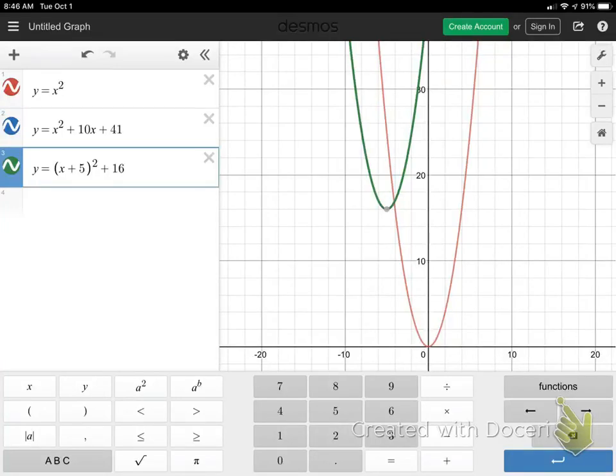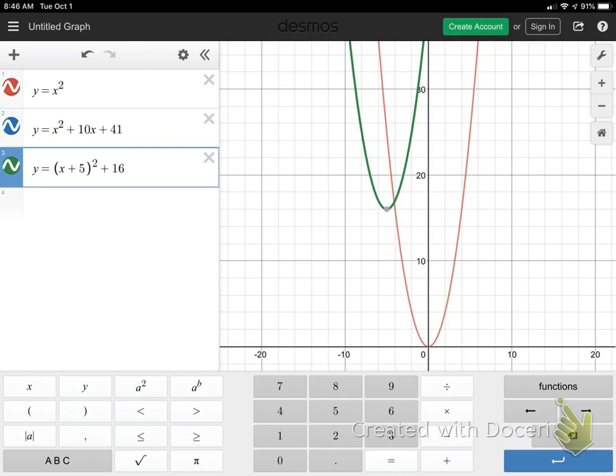Here are two different parabolas. The first parabola, the red parabola, is y equals x squared, and it is standard form of the parabola. It's just a parent function.